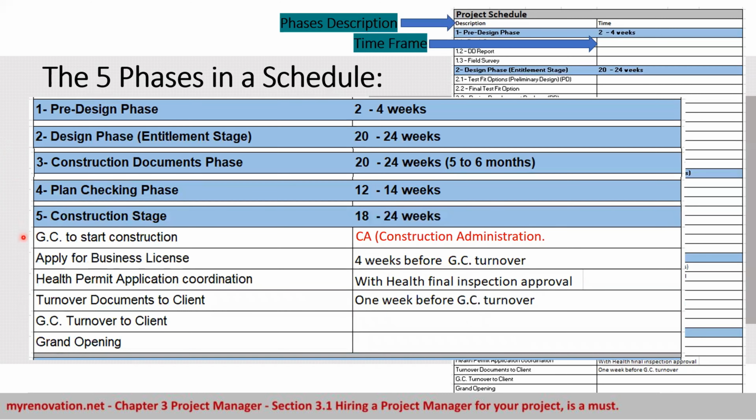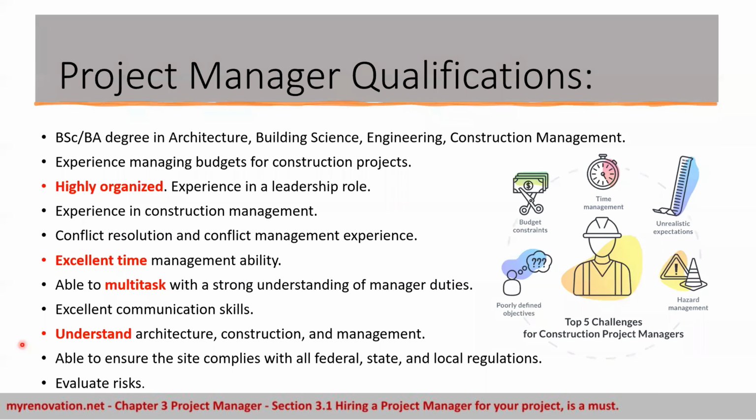This step, we call it construction administration, or CA. And during this stage, we help the GC to apply for business license. If there is other permit required, health permit application coordination, turn over document to client, GC turn over to client until we finalize the project, and this is the grand opening.